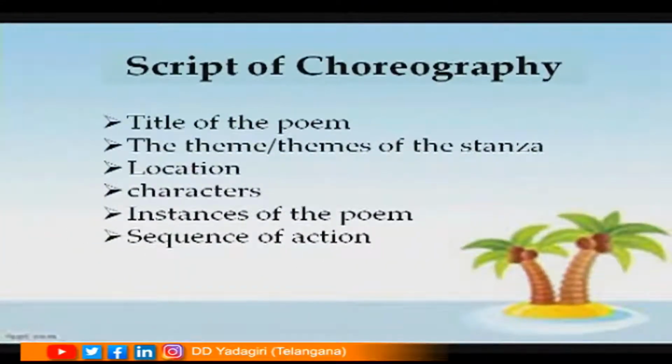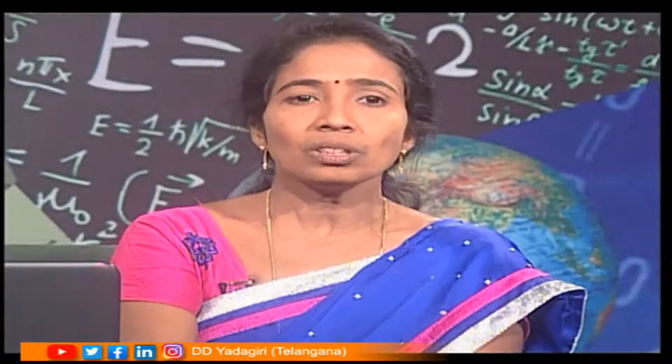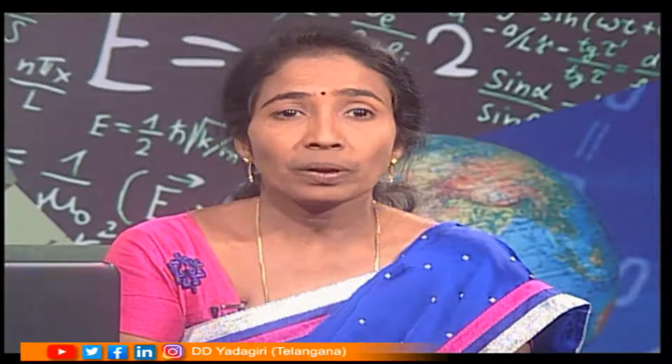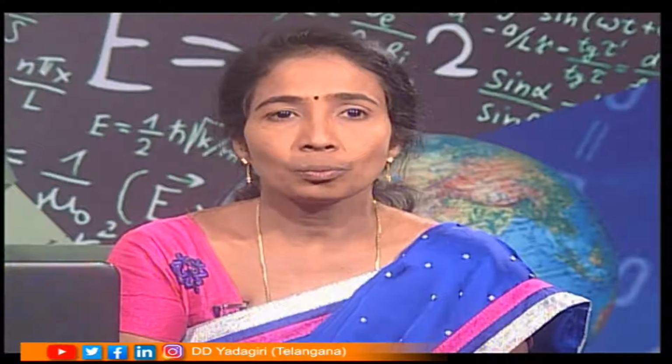Script of a choreography. At first, title of the poem, then theme or themes of the stanza, location, characters, instances of the poem, and the final sequence of action. So, these are the steps, 6 questions to be answered to prepare a perfect script of choreography.